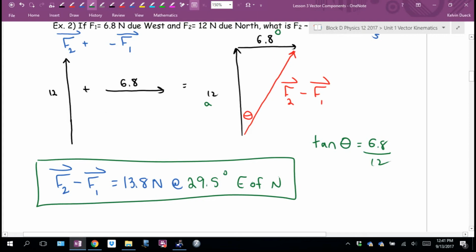So how do we subtract vectors? We don't. Instead, we add the opposite. We turn it into a plus negative question. And now we can add them tip to tail. Where might we use this?